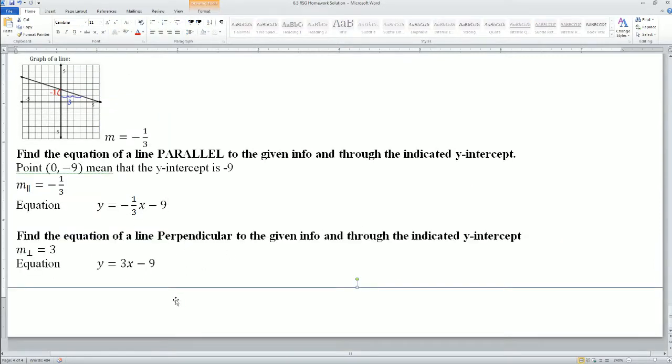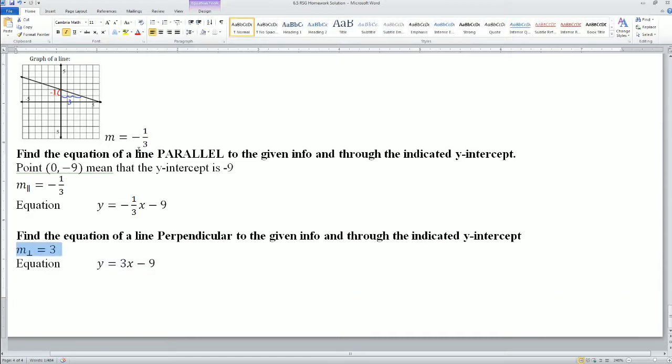Next, same thing here, but it is for the perpendicular slope, so it is the opposite reciprocal. So the perpendicular slope is 3. Plugging it in, you get y equals 3x minus 9. Where do I get the negative 9? Again, that is your y-intercept right there.